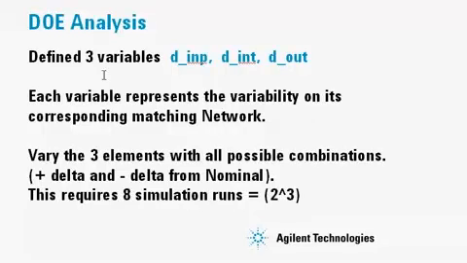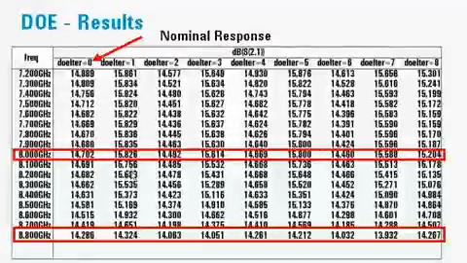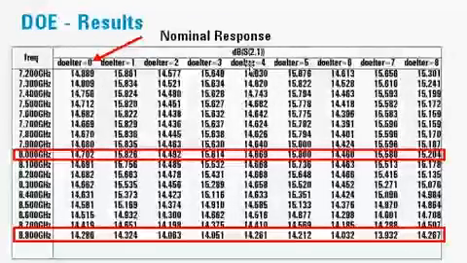Next, let me demo the design of experiments tool in ADS. In my experiment, I defined 3 variables, each of which represents the variability on its corresponding matching network: input, interstage, and output matching networks. I vary these 3 elements with all possible combinations, and this requires 8 simulation runs. This is a sample output result from ADS on the nominal output and the 8 experiments output results on the spec gain dB S21. From these results, we can extract a lot of useful information.